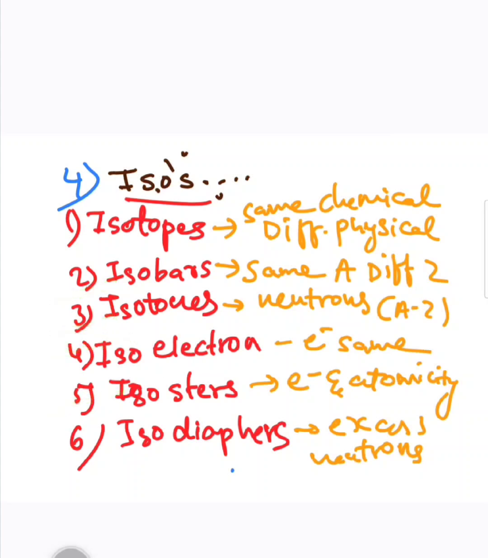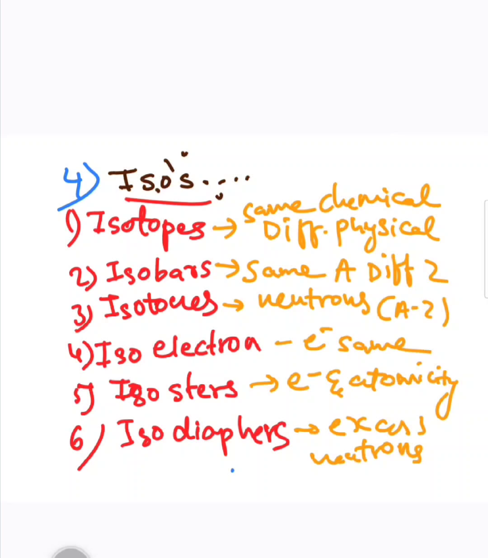Okay, so the first one is the isotope. So what is an isotope? Atoms of an element which have the same chemical properties but different physical properties, that is, the same atomic number but a different mass number. They are called isotopes. Okay, understood?